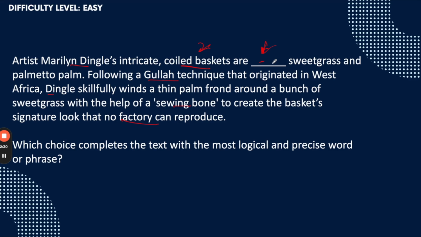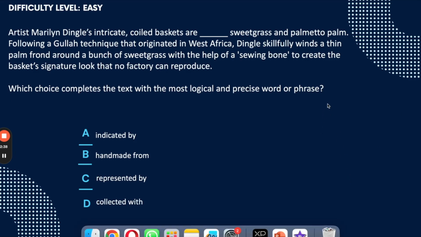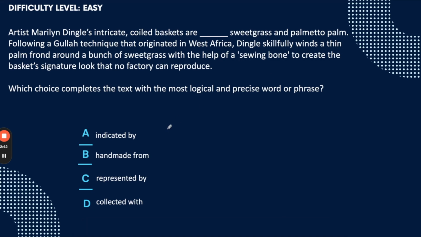With this understanding, we'll go to the option elimination stage. Now let's look at the first option, indicated by. Now this phrase doesn't make sense in the context of physical basket making. Baskets aren't indicated by materials, they are made from materials. So this is illogical. This is one reason how you could eliminate your option, something that is simply illogical. It's not making sense at all.